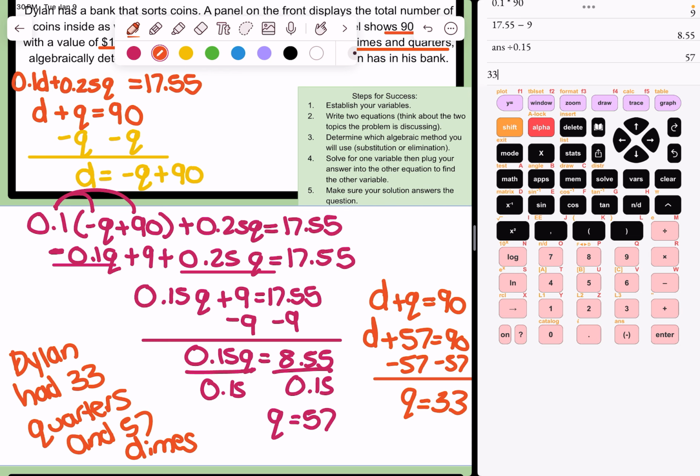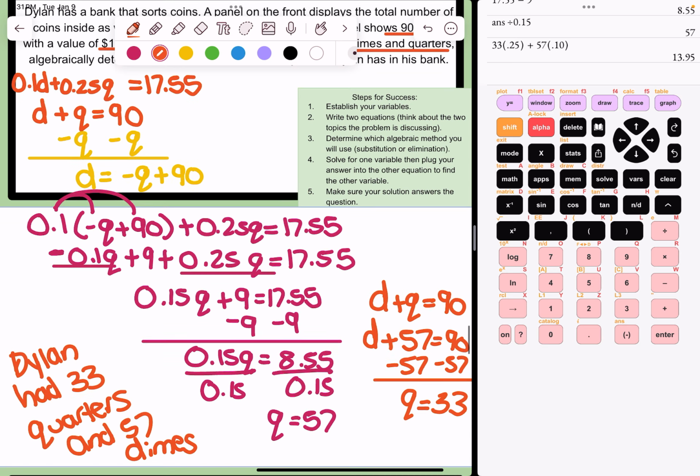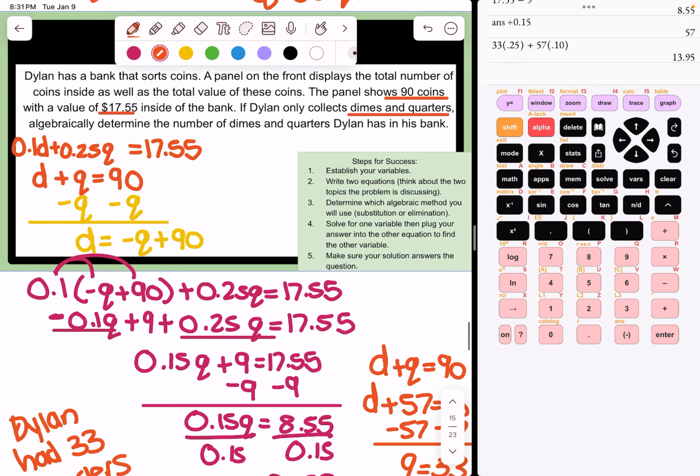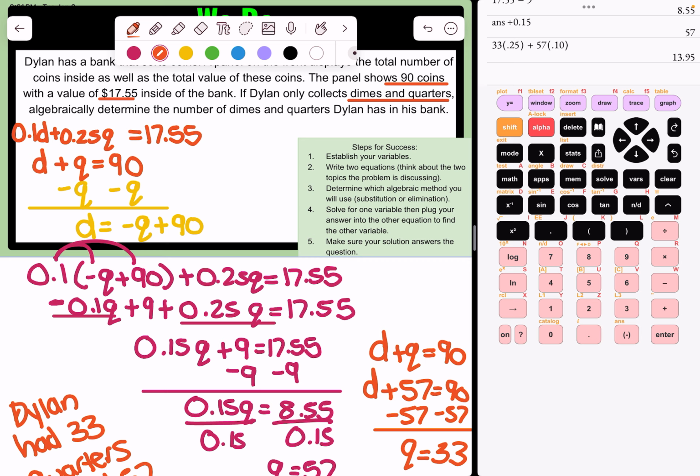If he has 33 quarters that are 25 cents each, plus 57 dimes that are 10 cents each, does that leave him with $17.55? Ooh, did I make a mistake somewhere? I think I made a mistake somewhere. 33 quarters times 25 cents plus 57 dimes times 0.10, that does not give me the $17.55 I need. Where is the mistake I made?